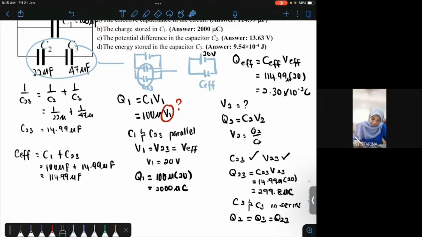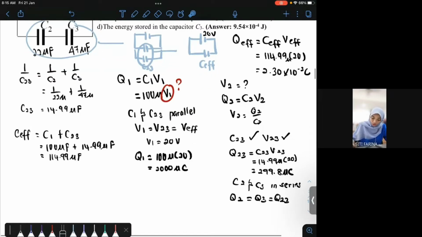Because you combine capacitor 2 and 3 to produce 2, 3. Sama macam kita punya V tadi. Okay. V effective kita, V effective ini sama dengan V23 dan juga V1, sebab to get C effective, you combine C1 and C23 in parallel. Itu juga untuk series Q yang akan sama. So Q2 sama dengan Q3 sebab mereka in series, gabung menjadi C23. So akan sama dengan Q23.